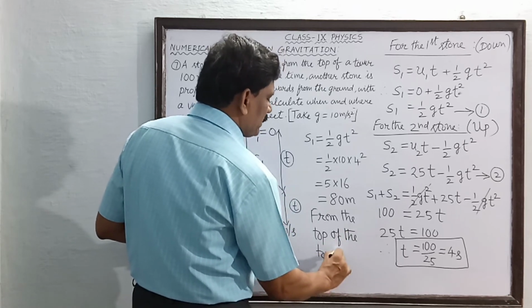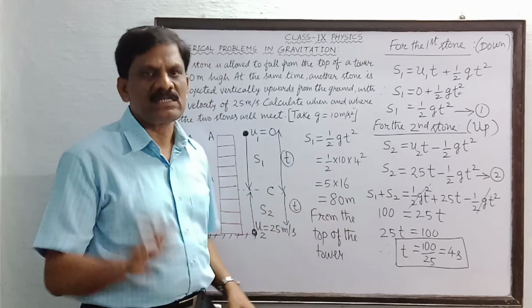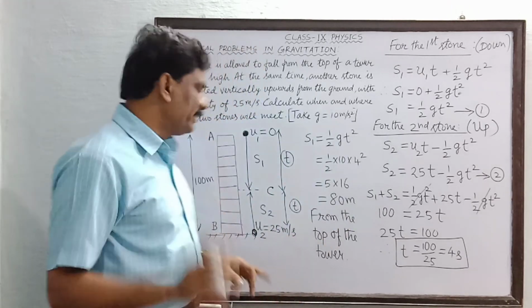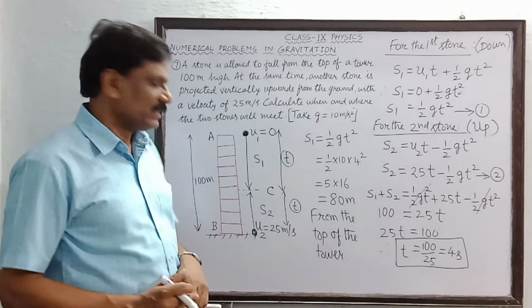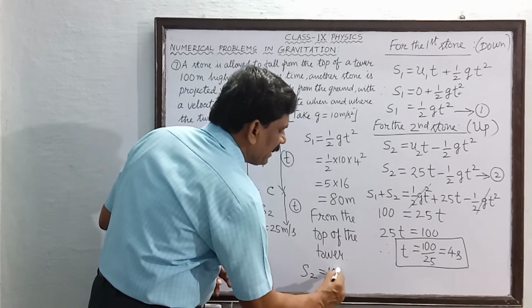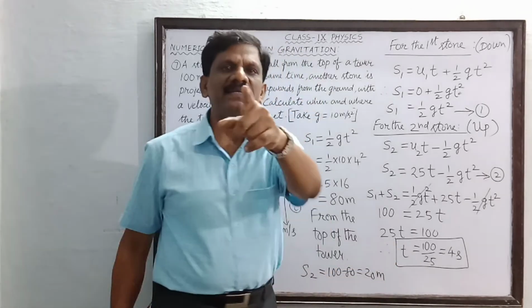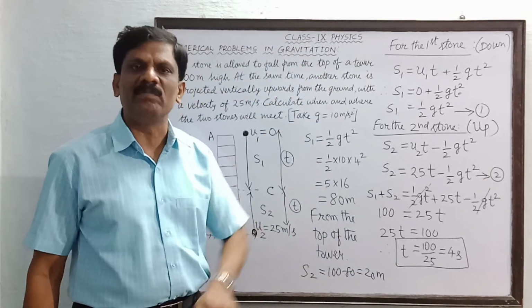Suppose in the multiple choice 80 meter also will be there. Total height is how much? 100 meter. Therefore, what must S2 be equal to? You tell me. S2 must be equal to how much? 100 minus 80 is equal to what? 20 meter. 20 meter is the distance from which point? From the bottom of the tower.